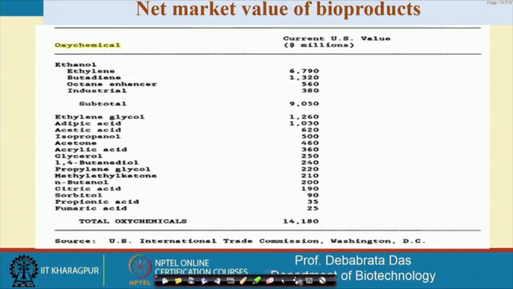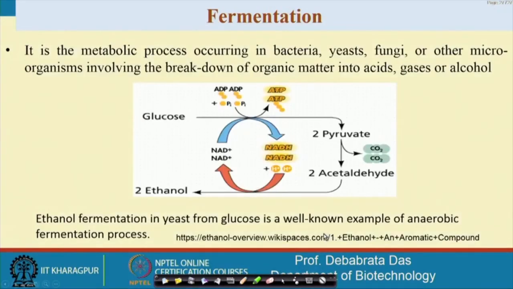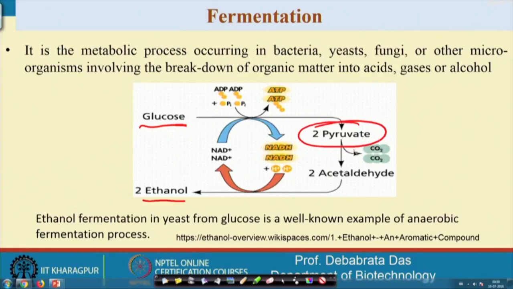This has been given here, and this is a typical example of how bioproduct formation takes place. I have taken the example of the ethanol fermentation process, where glucose forms ethanol. Through the glycolytic pathway it produces pyruvic acid, and pyruvic acid produces acetaldehyde. Acetaldehyde, when reduced, produces ethanol. So this is how, through the anaerobic fermentation process, we can produce fermentation products.